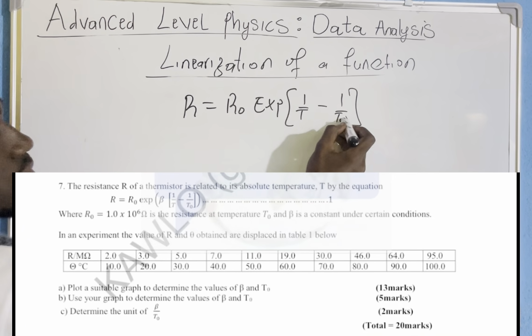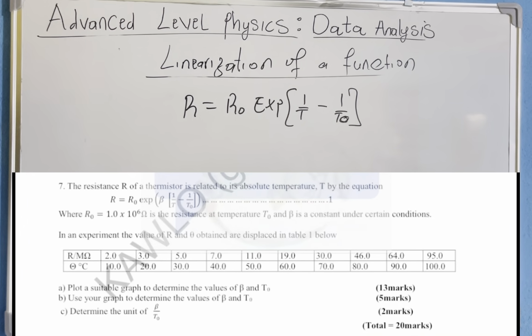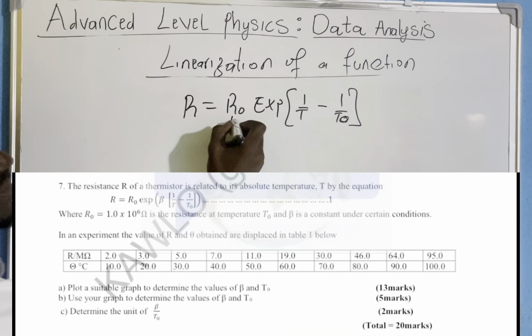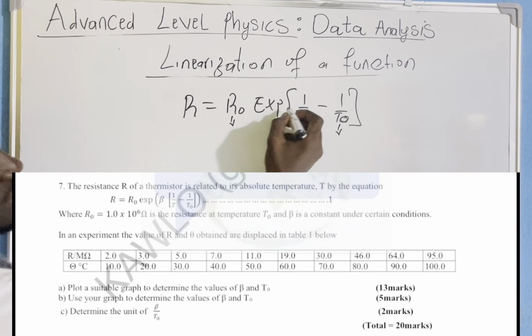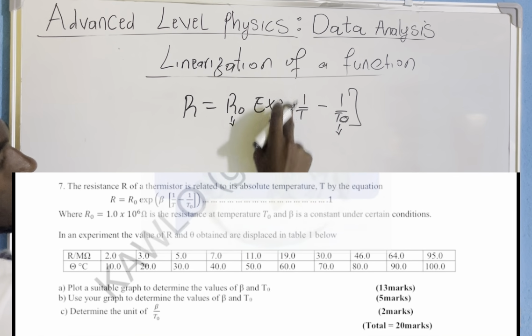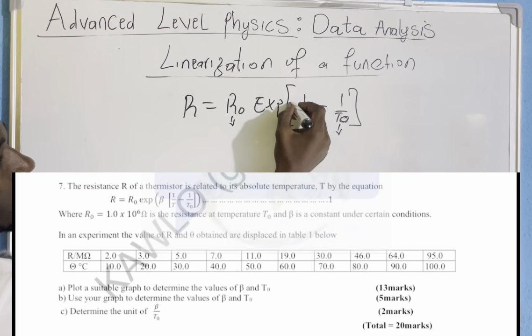Okay. We are having something like this, and they name it equation 1, where R0 is a known constant, the resistance at the temperature T0, and beta is a constant under certain condition. We are asked to plot a suitable graph to determine the values of beta and T0. So my T0 here, there is beta here like this.